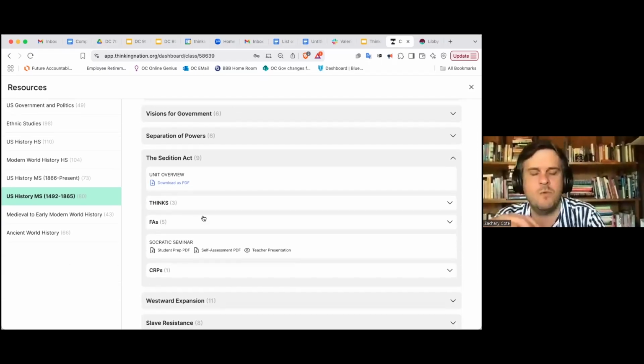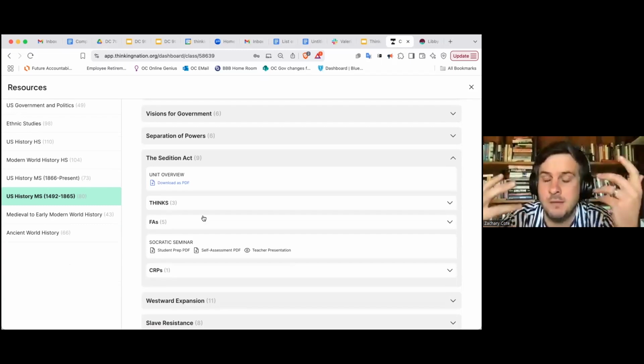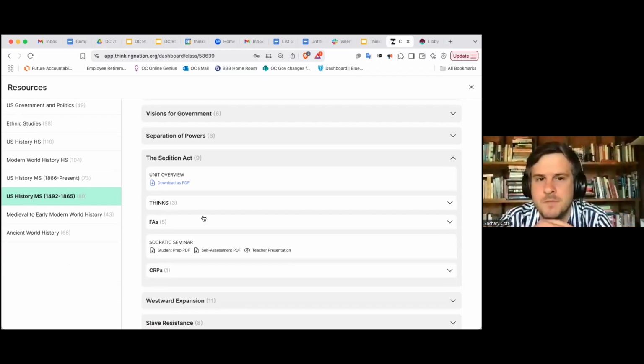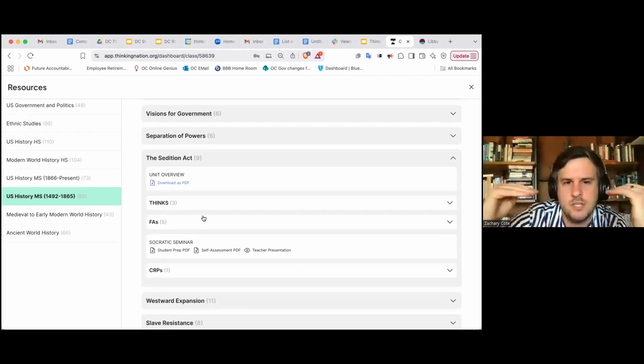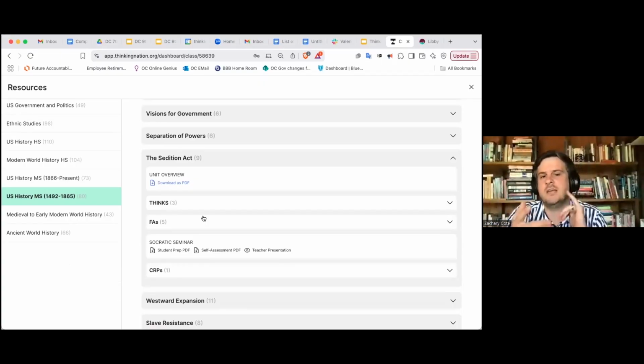You can see within this unit, which is on the Sedition Act. So this is early American Republic. The Sedition Act was signed in 1798, so we're right at the turn of the 19th century. You can see there's a unit overview, and then there's those categories that we talked about: Thinks, which is the document analysis, FAs, which are formative assessments, and then the Socratic seminar and curated research paper.